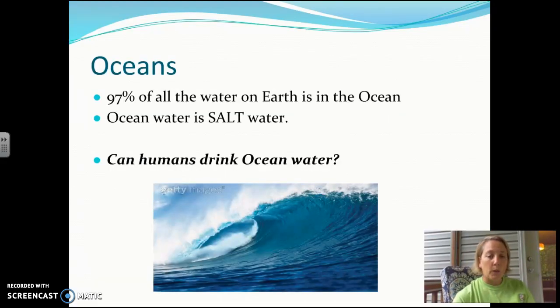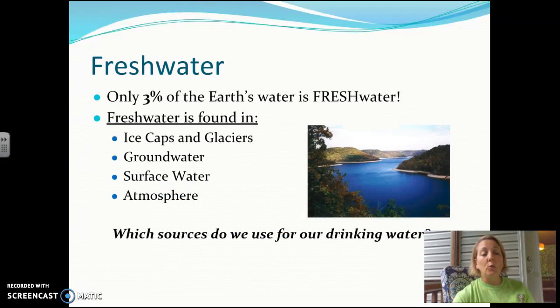First of all, we know that our planet is made mostly of water. 97% of all the water on the earth is found in an ocean. Ocean is salt water, which means that water is unavailable because we can't drink salt water. Only 3% of Earth's water supply is fresh water.